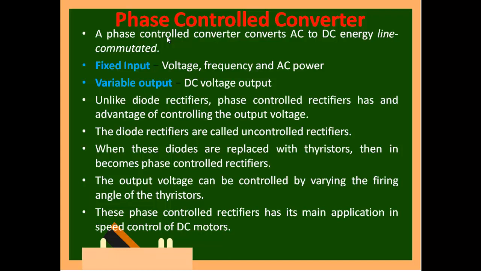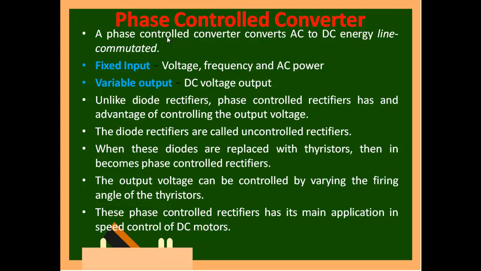Unlike a diode rectifier, in the phase controlled rectifier there is a word called controlled. There is no control when you use a diode. If you use phase controlled rectifiers, then you can vary the output voltage. Diode rectifiers are called uncontrolled rectifiers. When the diodes are replaced with thyristors, then it becomes a phase controlled rectifier. Are you clear? Using a diode to rectify is nothing but conversion of AC to DC.